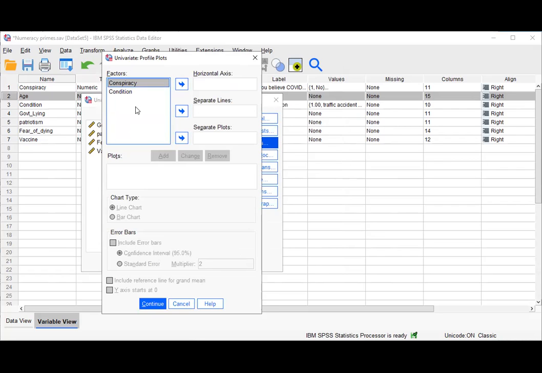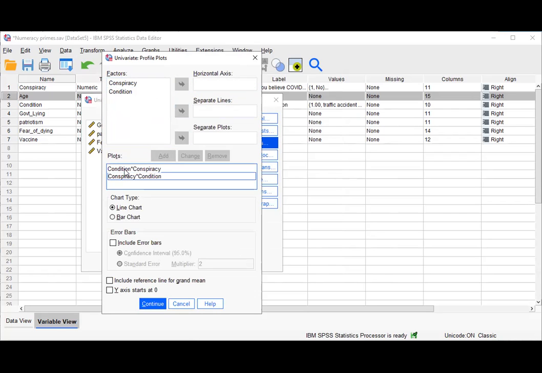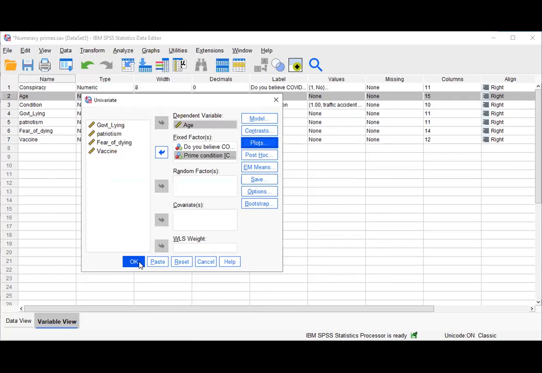Okay, plots. Now, this time for plots, we can decide. So horizontal axis, we're going to get a line plot or a bar chart. So let's put conspiracy on separate lines. Well, we can do it both ways. In fact, we're going to do it both ways, so we can look at the differences, right? So we can put it both ways. One will be in horizontal, one in separate lines. We can select bar chart or lines. Let's leave it for lines for now, okay? And hit continue. Now we've got everything.